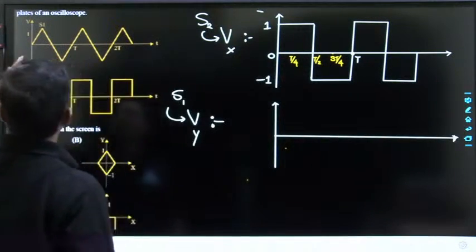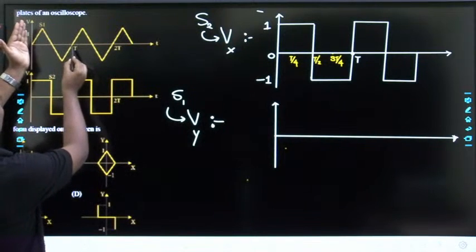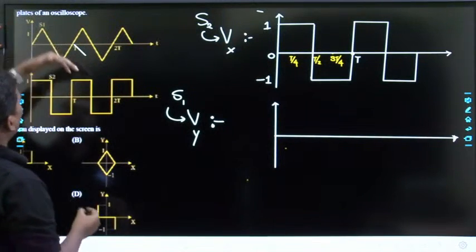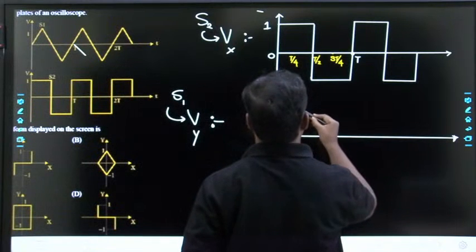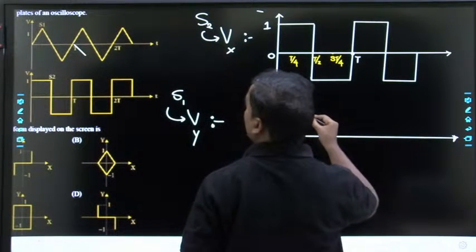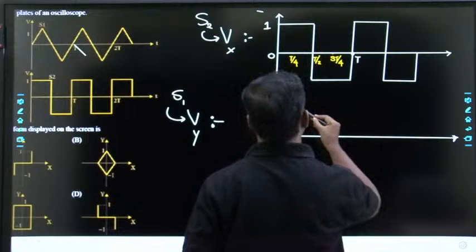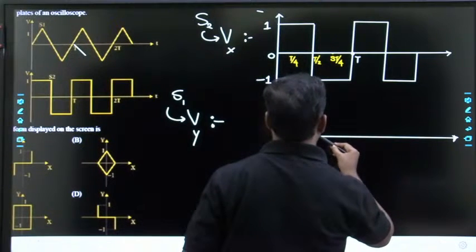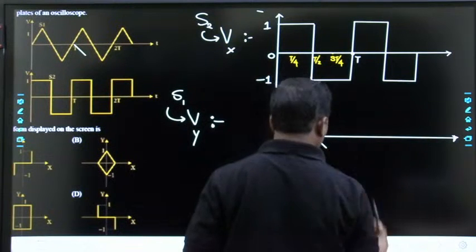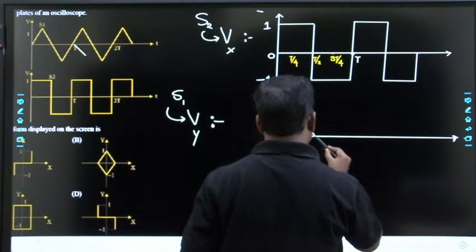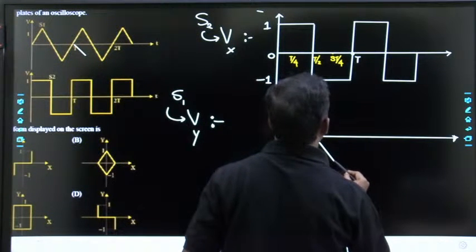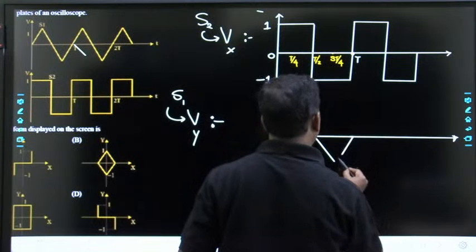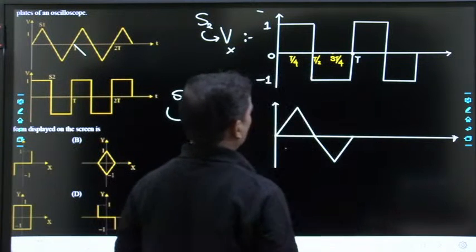If you observe this, this is going to be covered in T. This is a triangular waveform. So how to draw the triangular waveform? Like this, in T by 2 it is touching. Okay? Clear? Followed or not, dear students? Next, at 3T by 2 again touching, and this. Fine, perfect.